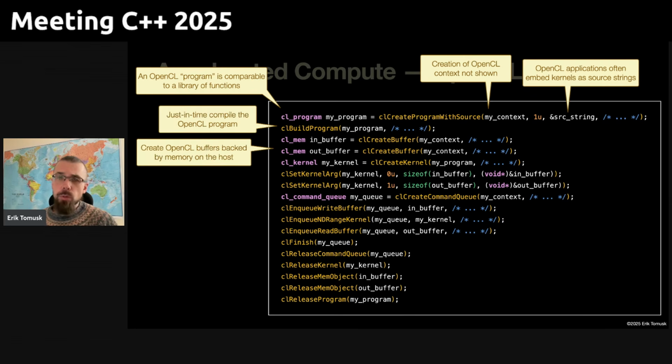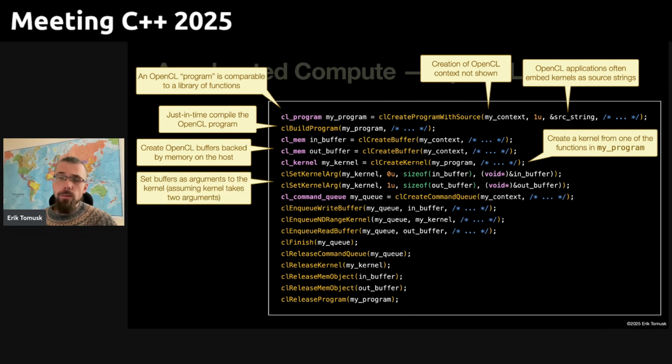Here I create an input buffer and an output buffer for my kernel. The kernel is created here. The kernel is kind of like a function, so I need to set its parameters, and that's what happens with this setKernelArg function call here.